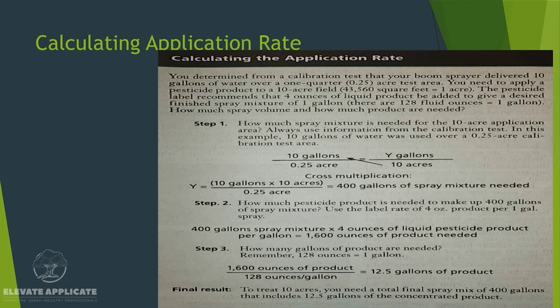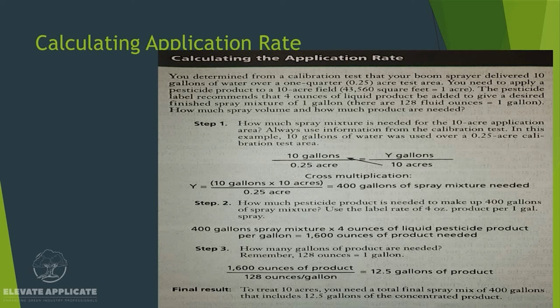So the first step is how much spray mixture is needed for a 10-acre application. We need to figure this out first. Always use information from the calibration test. In this example, 10 gallons covered 0.25 acres. So we do 10 acres multiplied by 10 gallons divided by a 1/4 acre, or 0.25, and we get 400 gallons is required of spray mixture.